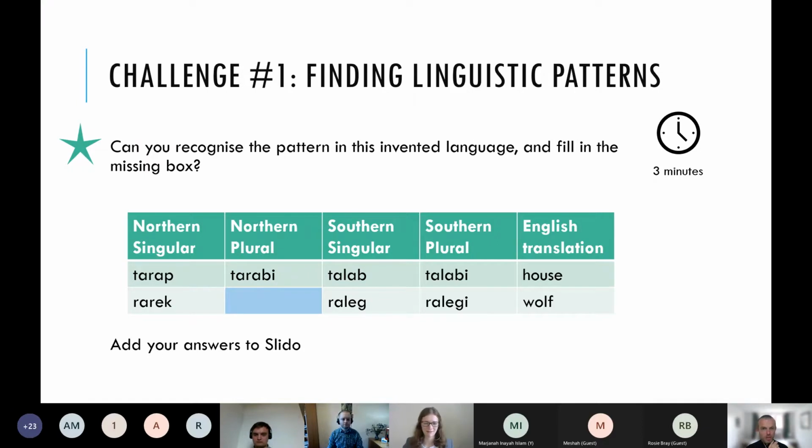But one of our slots in the table is empty. We have a missing word there. So as a mini linguistic challenge, can you have a look at this data and try and work out what should be in the missing box or the empty box? And I'll give you a couple of minutes to think about that and add your answer to the Slido.